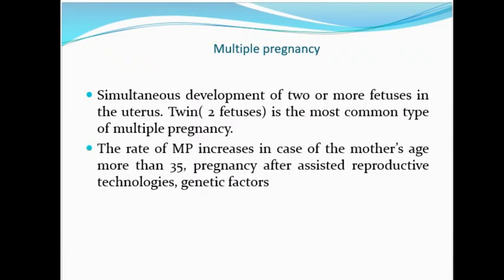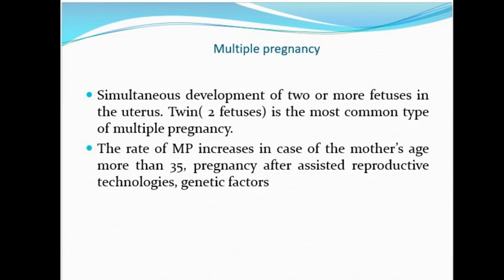Multiple gestation or pregnancy is a simultaneous development of two or more fetuses in the uterus. I said two or more fetuses because we may have instances whereby there may be 3, 4, 5, 6, and so on. However, twin gestation, which is two fetuses, is the most common type of multiple pregnancy.